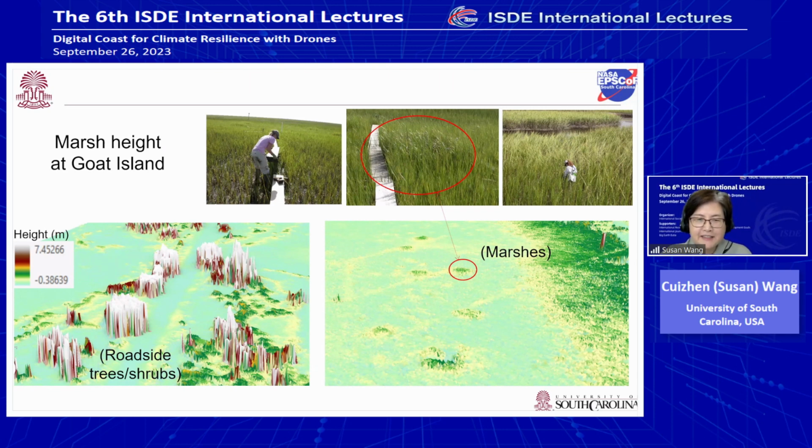Apparently, terrestrial application or upland application for LiDAR is very useful. There's no problem, not a question. Like this one, the roadside trees, individual trees, and also individual shrubs, you can extract quite nicely.